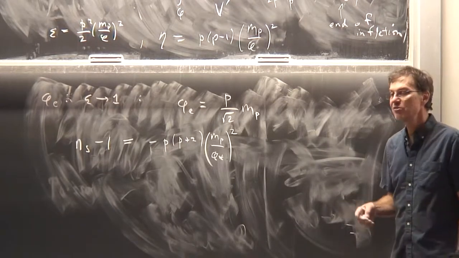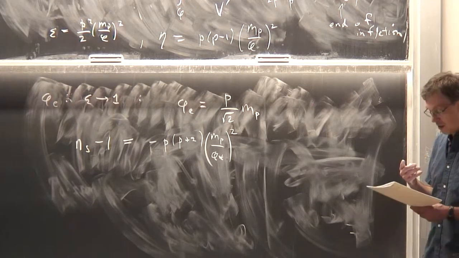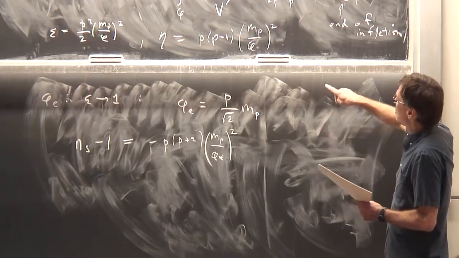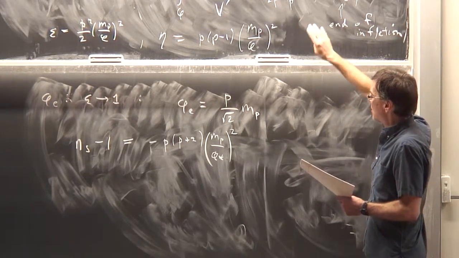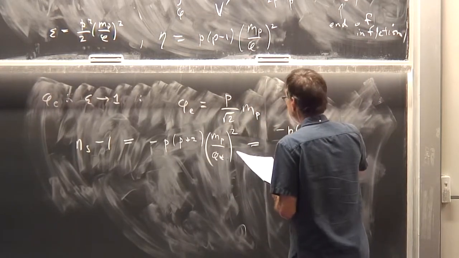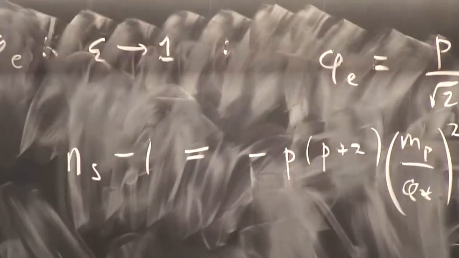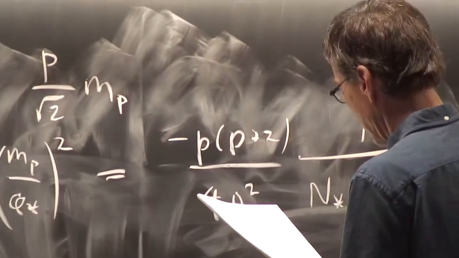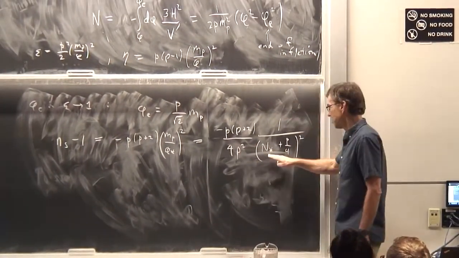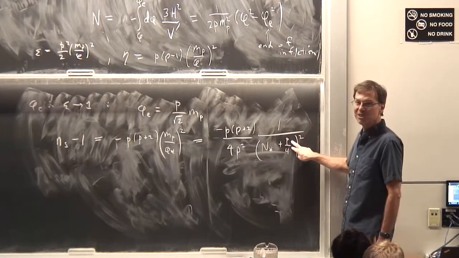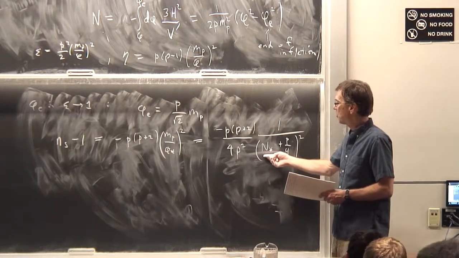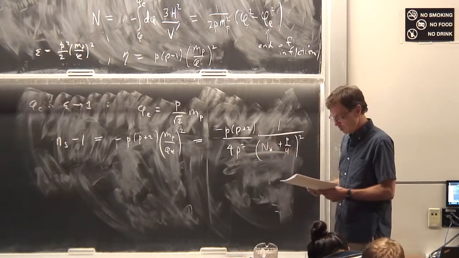And to do that, then we have to go back to the formula for the number of, oh, let's see, maybe I could do one more thing, though. Since we have a relationship between phi and n, we can re-express this in terms of n. And so if you do that, you find that it's minus p plus 2 over 4p squared, 1 over n star plus p over 4 squared. Now, n star is going to turn out to be of order 30, and p is not too big. So usually you can just ignore the p over 4. But same problem now. We need to figure out what is n star, what's the appropriate value.